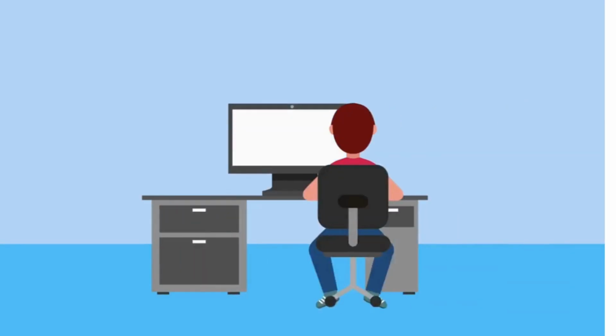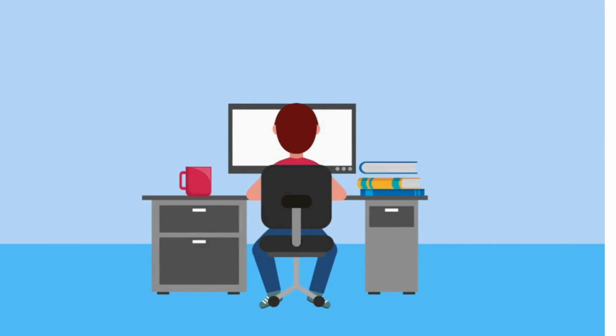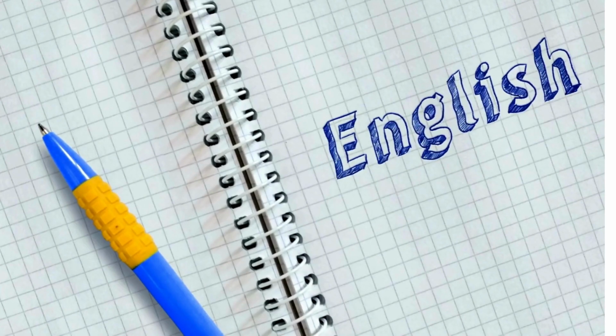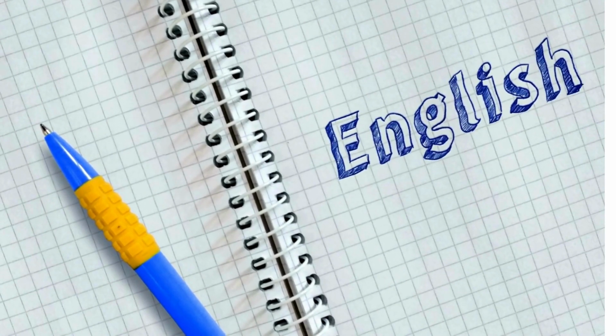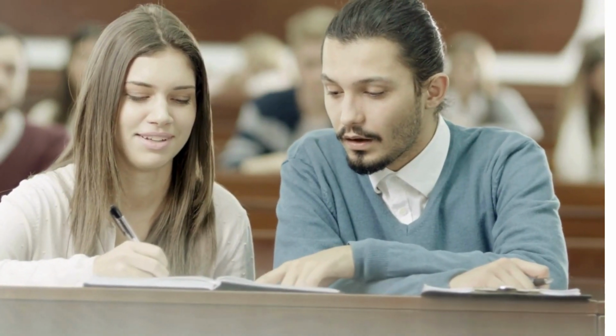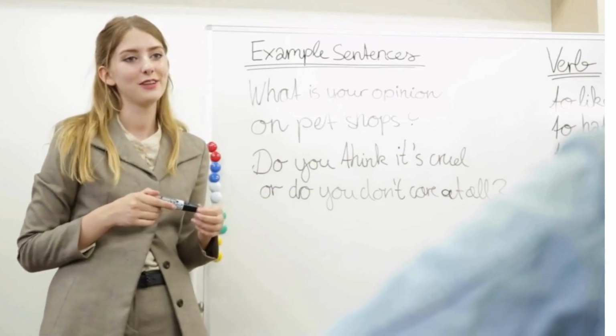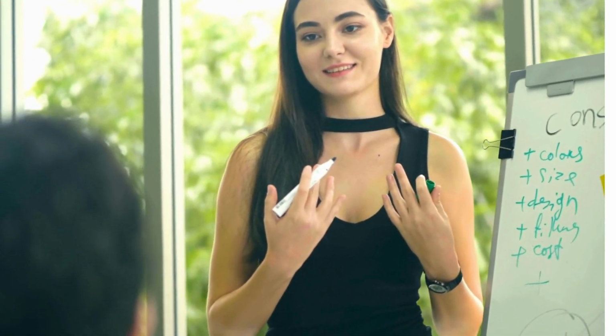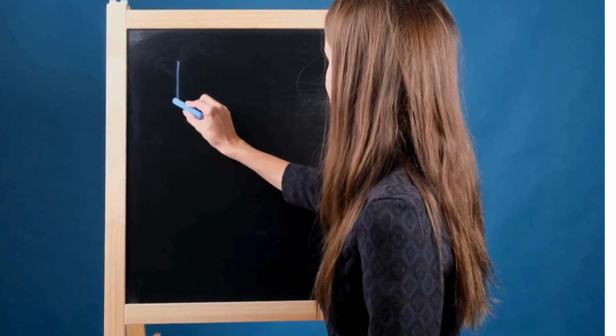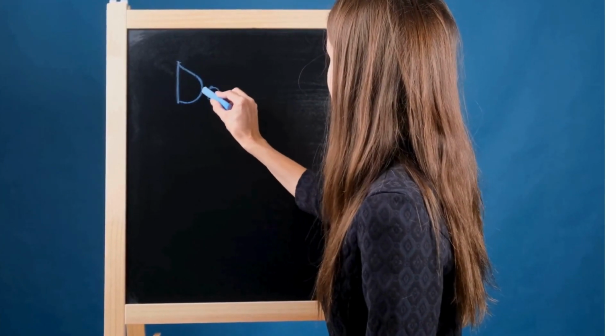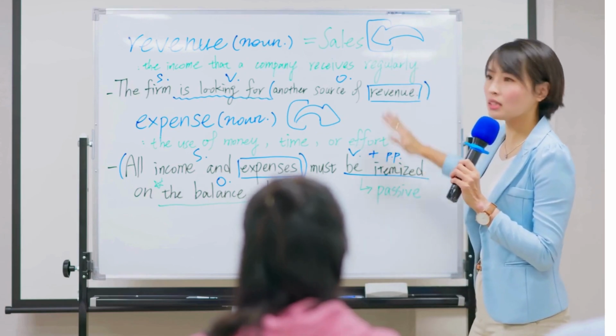Investing time in expanding your vocabulary is a crucial step towards mastering English speaking. By incorporating these 50 essential words into your daily conversations, you'll notice a significant improvement in your language proficiency. Remember, practice makes perfect. Keep exploring new words, using them in context, and challenging yourself to communicate more effectively. Stay tuned for more language learning tips and resources to help you on your journey to fluency.